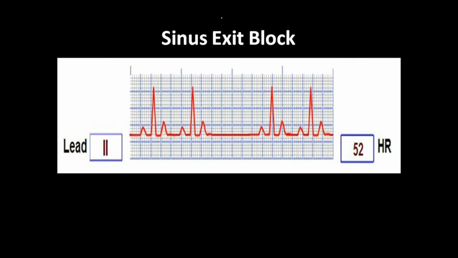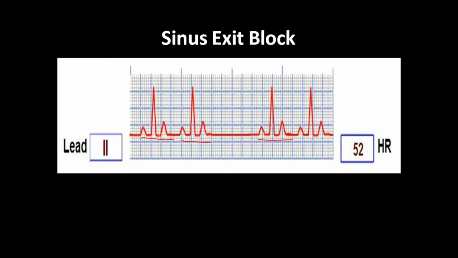Next we have a sinus exit block. Again, as the name suggests, it is a sinus rhythm. That's why we get a P wave, QRS complex, and a T wave, repeating. Okay, and there will be a sinus exit block.